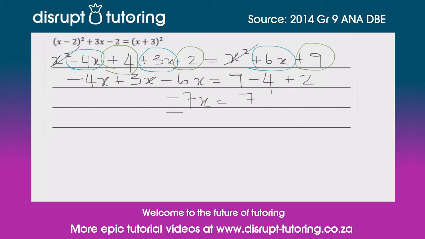We then need to divide by negative 7 on both sides, and that's going to leave us with x is equal to negative 1. Remember, you can always check that this answer is correct by plugging the negative 1 into where the x value is on both sides and making sure that the left-hand side equals the right-hand side. Never move on in a test if you haven't done that check, because there are marks for free.